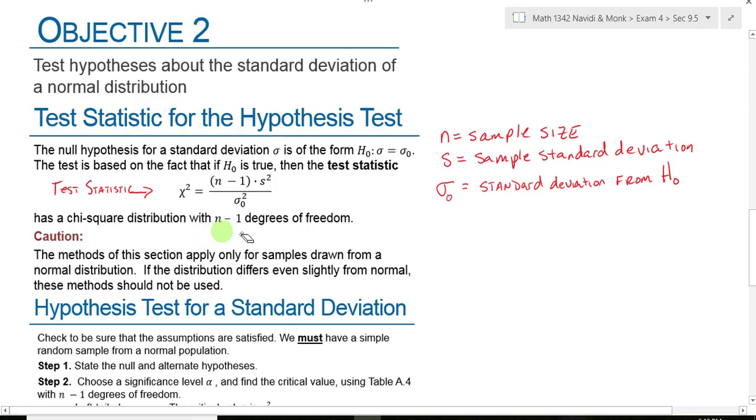Now remember, anytime we're working with a chi-square distribution, you have to make sure that your samples are drawn from a normal distribution. You will need to be told this or have some way to tell that your population is normally distributed. If you're doing your own research in the future, that's one thing that you definitely need to check. This is very important.